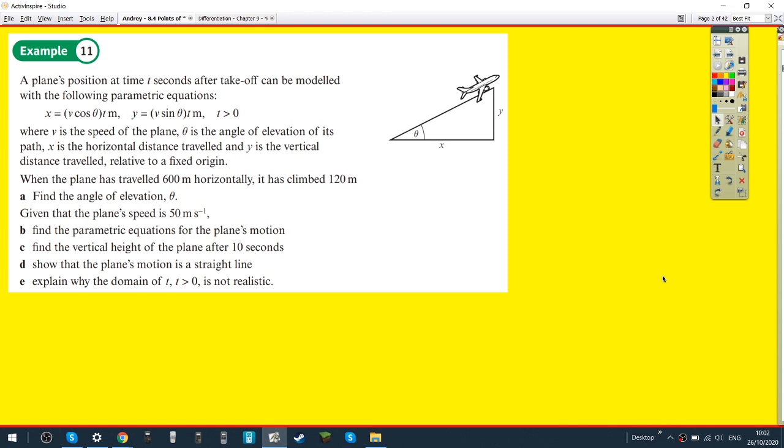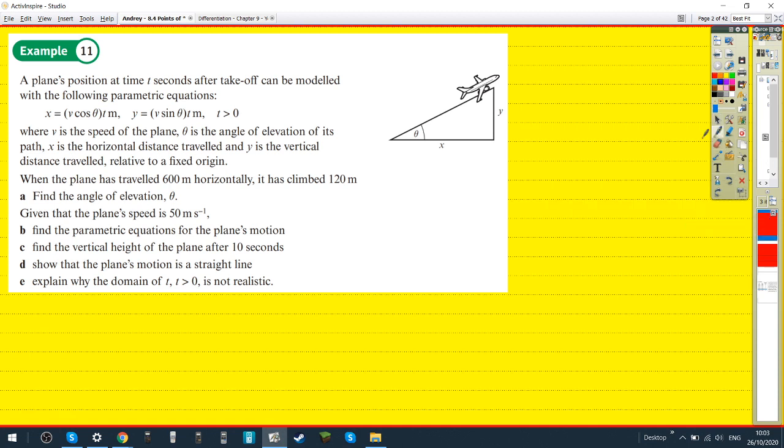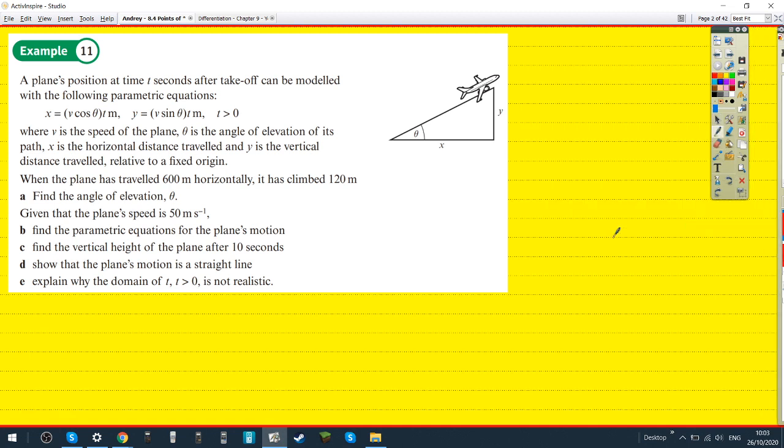So to do that, do I need to do square root of 600 squared plus 120 squared for the angle of elevation? Sorry, do I need to then put in the number 600 for x and 120 for y? Yeah.